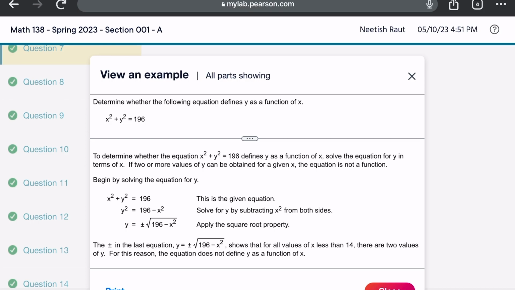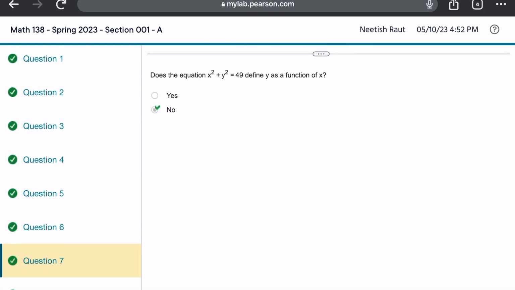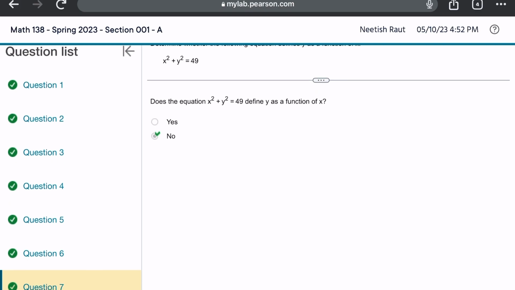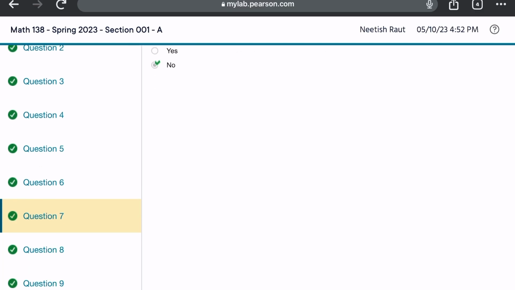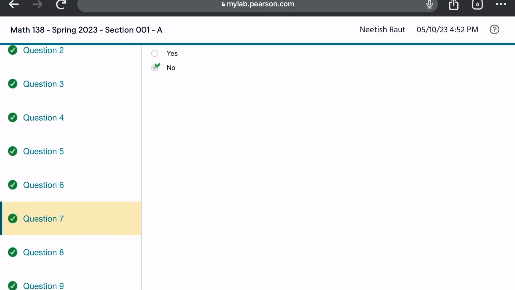Okay, I got it. If we plot here, for x less than 14, there is a plus and minus sign, so that will give two y values. That's why this is not a function. So here if you plot 49, 49 means 7 square. So this is not a function.